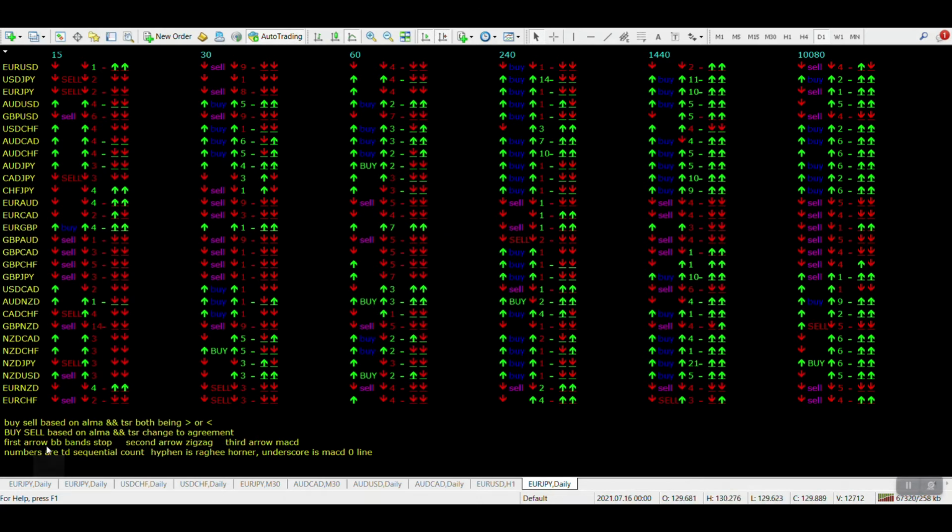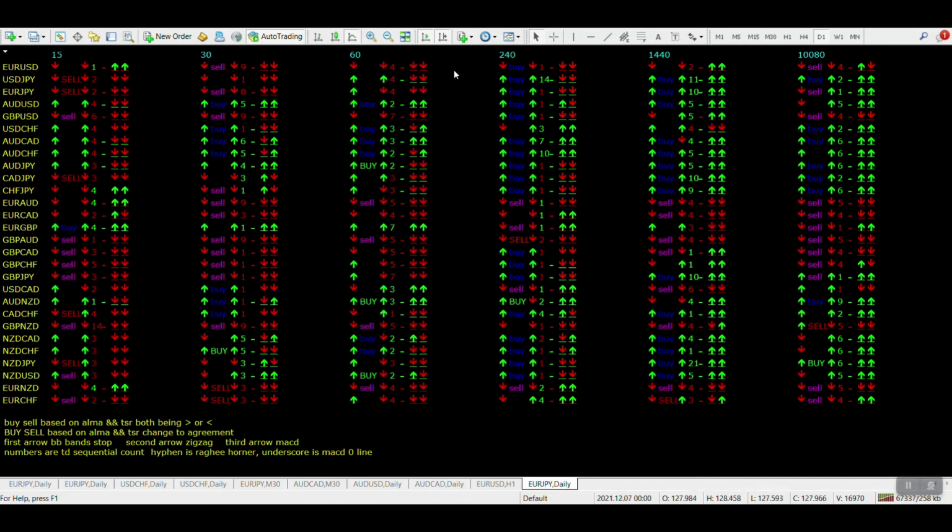First arrow, BB band stop. That's this arrow right here. You saw a while ago on the Euro, Euro USD right here, the price was below the BB band stop. So if it's a red arrow pointing down, the price is below the stop. If you didn't see the zigzag, but if the last zigzag leg is down, it'll be a red arrow.